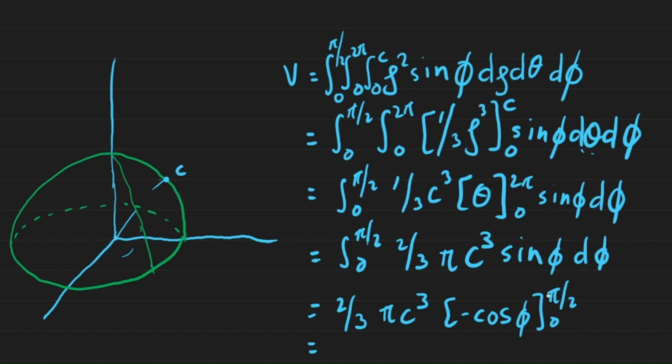And of course, the cos of pi over 2 is just 0, and the cos of 0 is 1. And you put minus because of the lower boundary, so this becomes positive 1. So what we're left with is simply 2 over 3 pi c cubed.